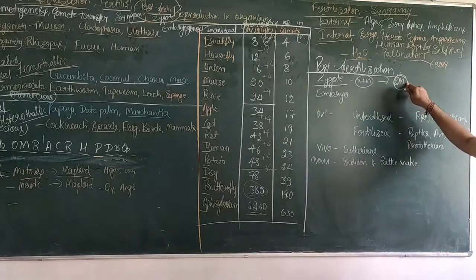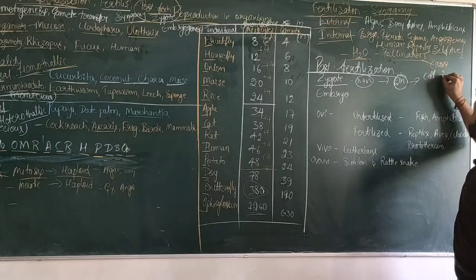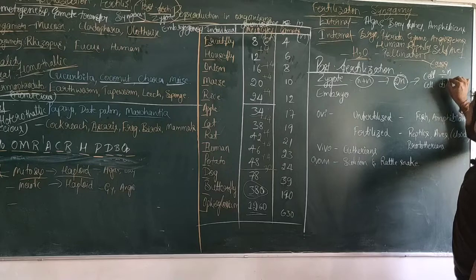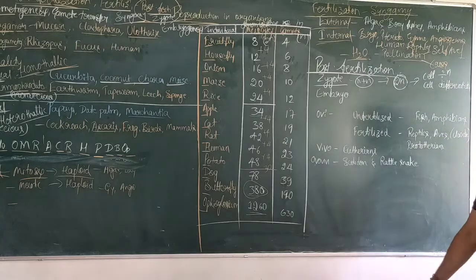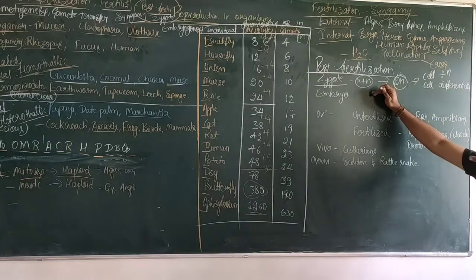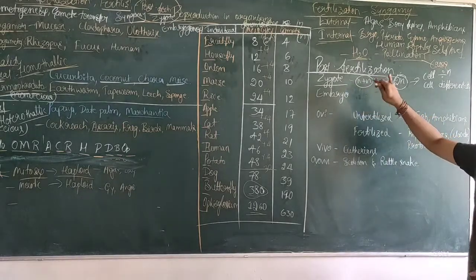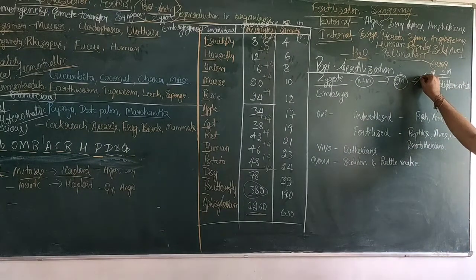This zygote, after the formation, will undergo cell division and cell differentiation. This is very important, and for 1 mark they may ask, and even in the CET also they are having these questions. The major event that takes place during the post-fertilization is formation of zygote and embryo, and the zygote will undergo cell differentiation and cell division.